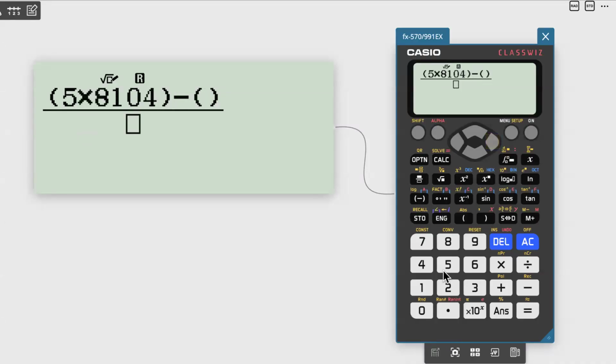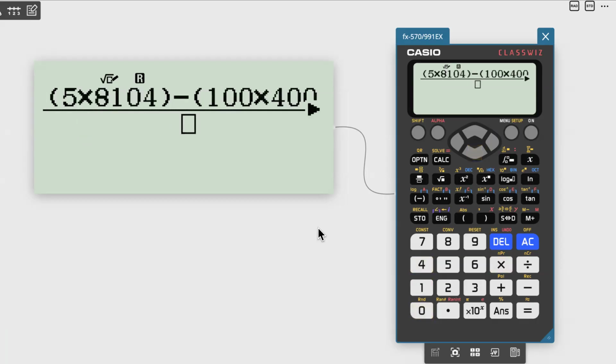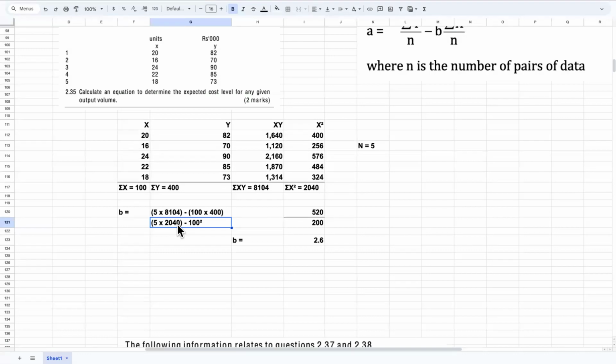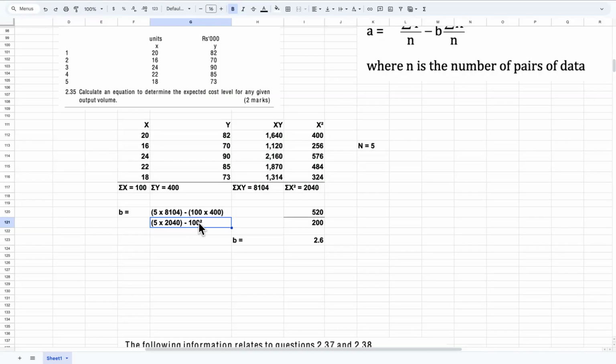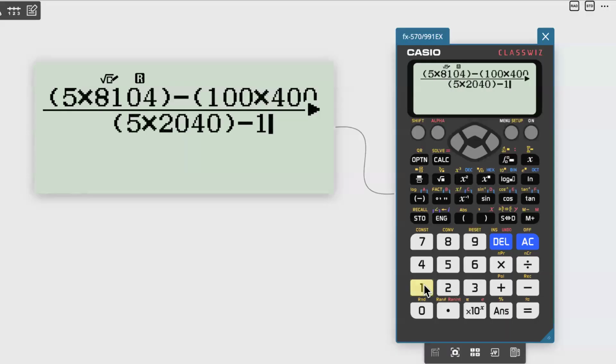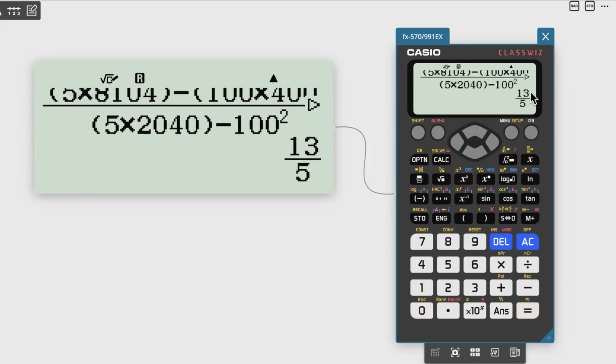So in the second bracket, 100 into 400, right? In the bottom part, we have two items. The first bracket is 5 into 240, right? And closing the bracket, take away the value 100 squared. Just press enter. It will give the fraction.